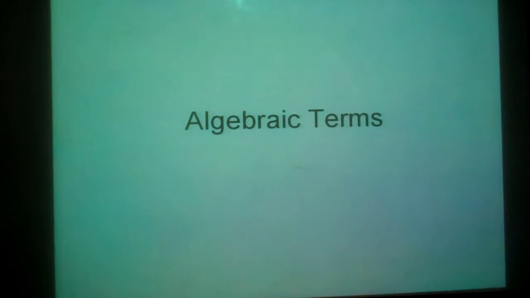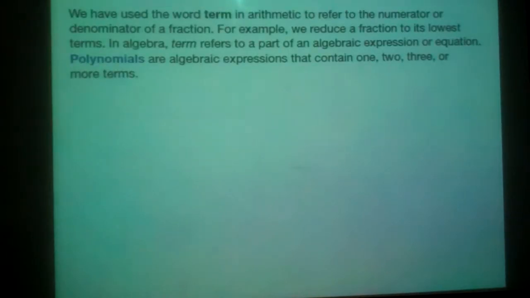So let's see what algebraic terms are first. We have used the word term in arithmetic to refer to the numerator or denominator of a fraction. For example, we reduce a fraction to its lowest terms. In algebra, term refers to a part of an algebraic expression or equation. Polynomials are algebraic expressions that contain 1, 2, 3, or more terms. So basically polynomial means an expression with many terms.